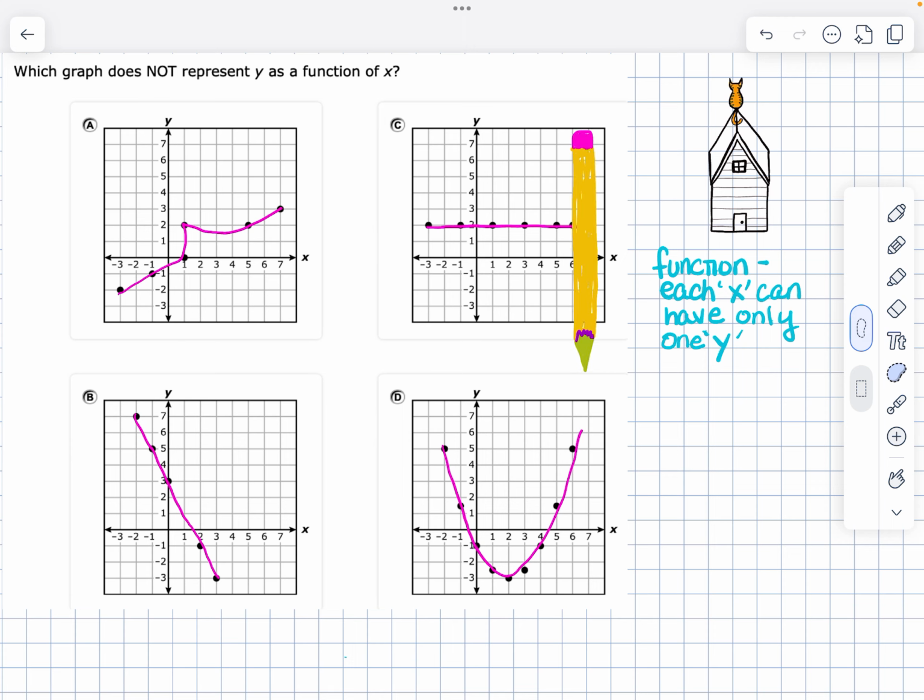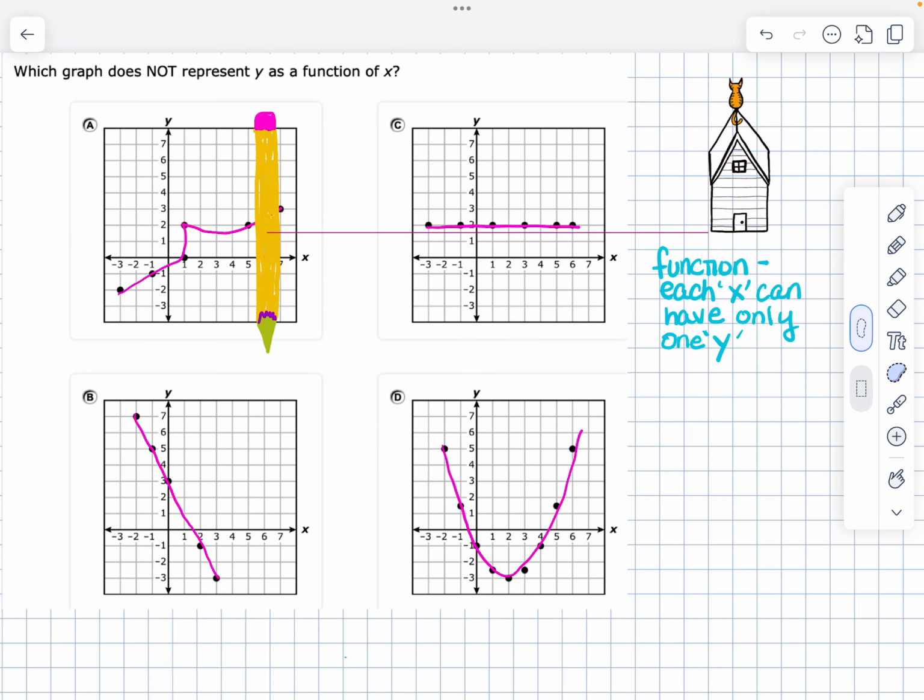So we've got 6 here and 2 for y. So x is 6, y is 2. x is 5, y is 2. x is 4, y is 2. So there's still only one y associated with each of these. Okay, so here's where we come into the problem.